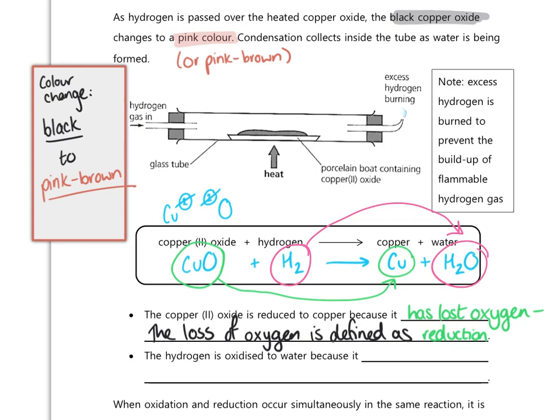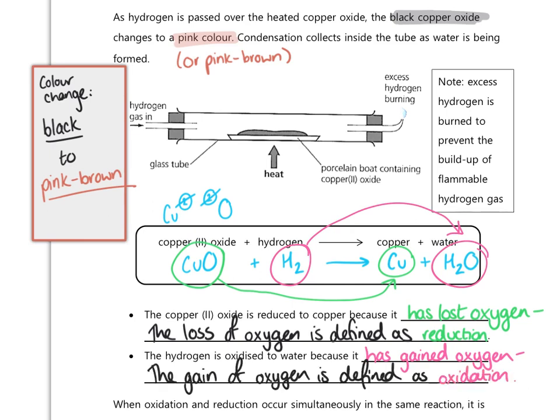So hydrogen has gained oxygen. And what is the gain of oxygen? The gain of oxygen is oxidation. So hydrogen, we say, is oxidized to water because it has gained oxygen. And what is the gain of oxygen? The gain of oxygen is defined as oxidation. So what we can see here is essentially the oxygen has just moved from the copper oxide to the hydrogen, and that has then become water.